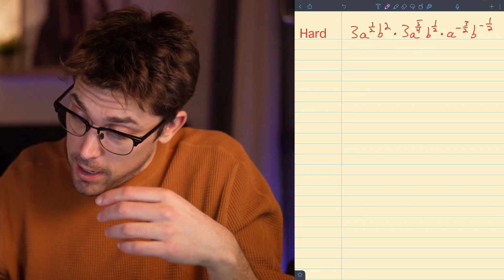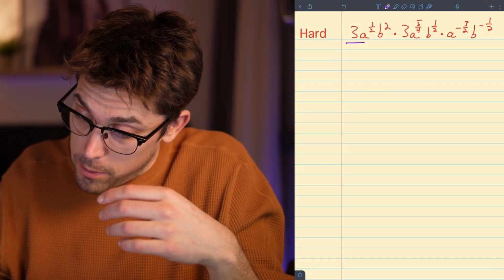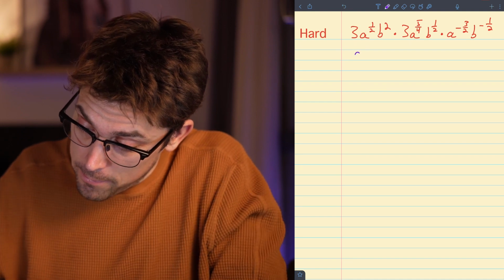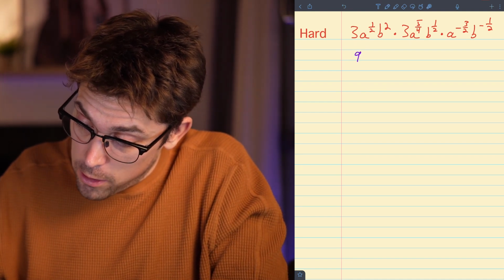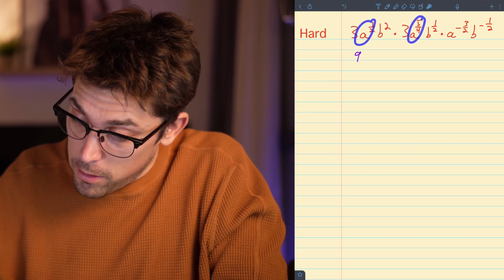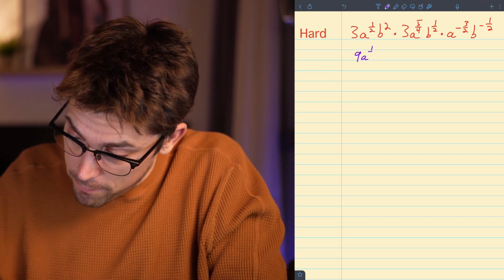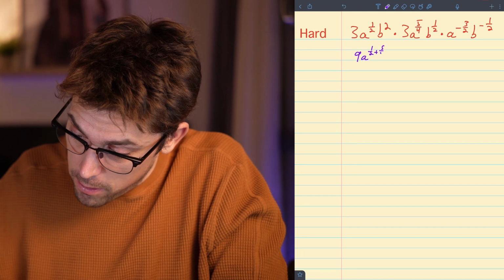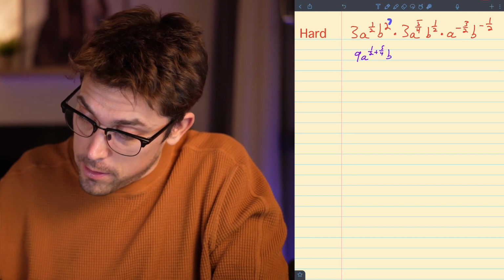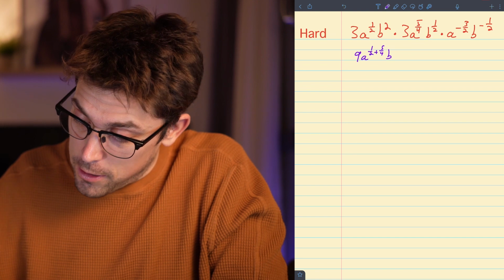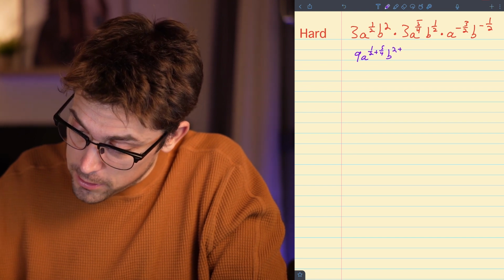So I have a 3 and a 3, 1 3 here and 1 3 here. That's going to make a 9. Then I'm going to have a to the 1/2, a to the 5 over 4. So that's just a to the 1/2 plus 5 over 4. Then I have b squared, b to the 1/2. So that'll just be b to the 2 plus 1 over 2.